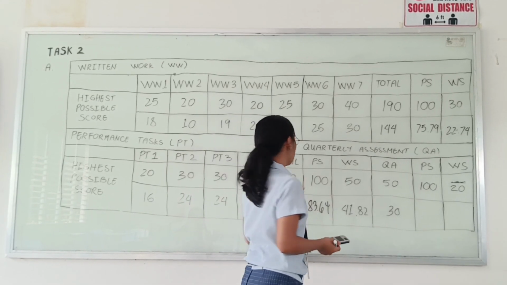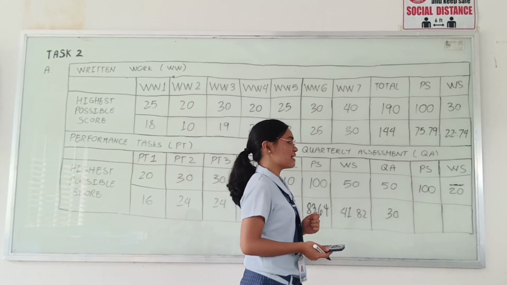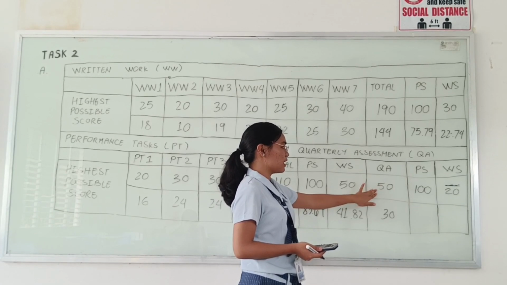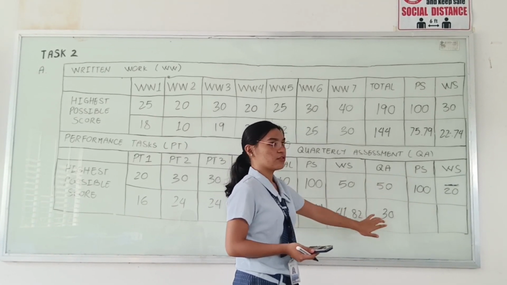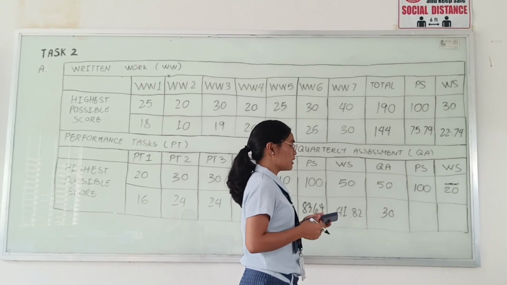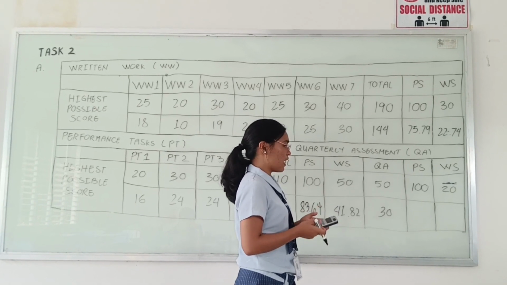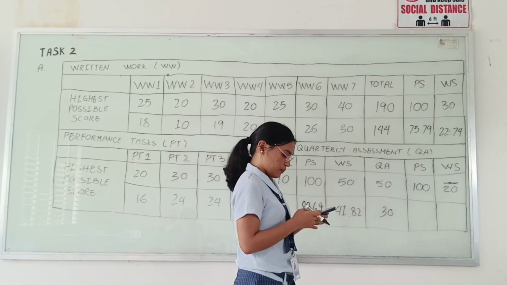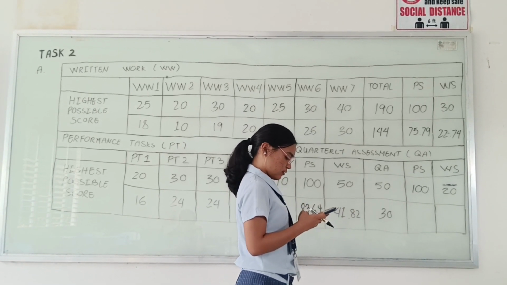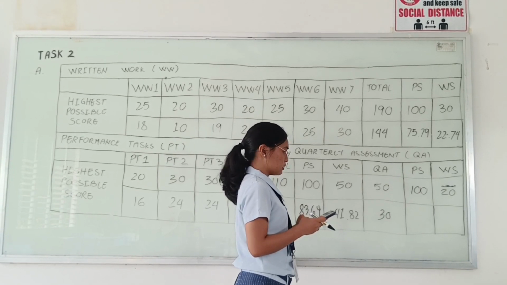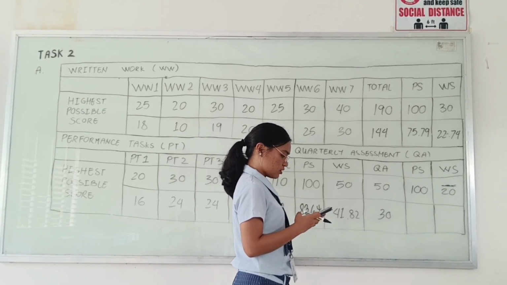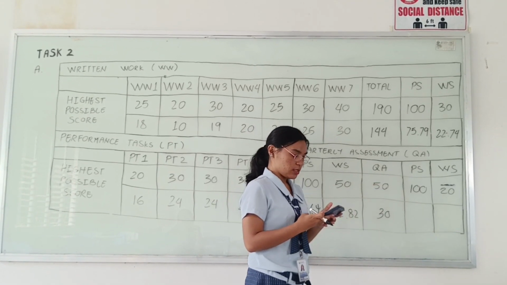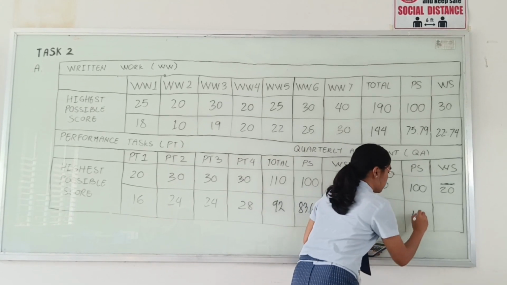We will move on to Marie's scores in her quarterly assessment. The highest possible score in the quarterly assessment is 50 and Marie got 30. So we will divide the scores: 30 divided by 50 times 100 for the percentage score is equal to 60.